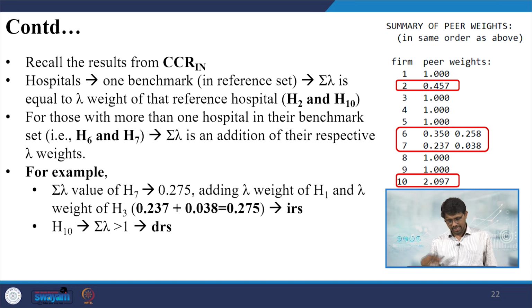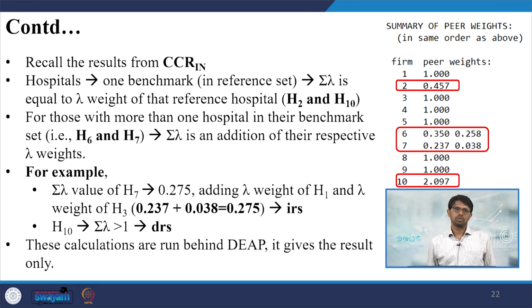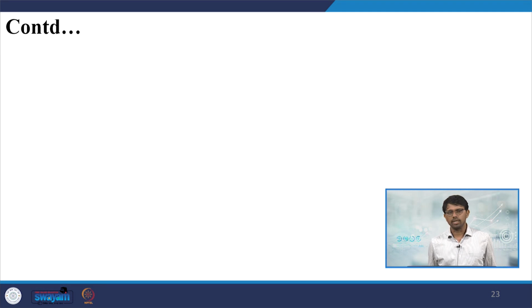Hence, since it is less than 1, it is interpreted as increasing returns to scale. However, for H10 it is more than 1, that is 2.097. So, it is following a DRS function. Okay. These calculations are run behind DEAP, it gives the result only.